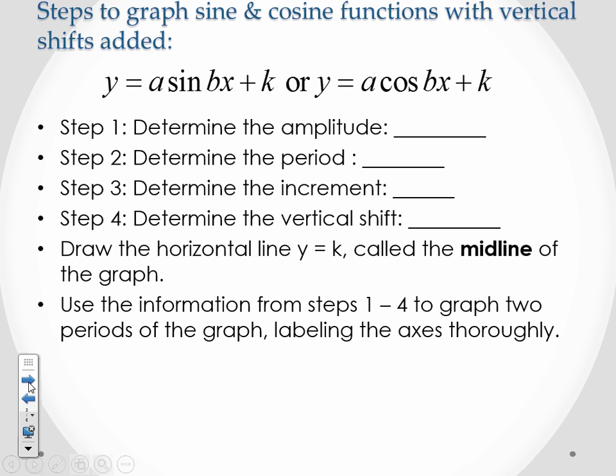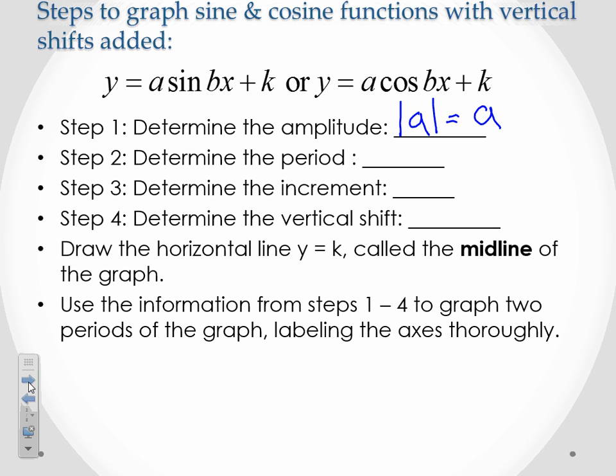Alright, now you'll need that bright yellow piece of paper that goes into your notes. This is where we're going to fill everything in here. We have certain steps to follow when we're graphing sine and cosine functions with vertical shifts. Step 1, we need to determine the amplitude, which we've done. When we're going to do that, all we have to do is take the absolute value of A. So it's always going to be positive, so it'll come out as |A|.